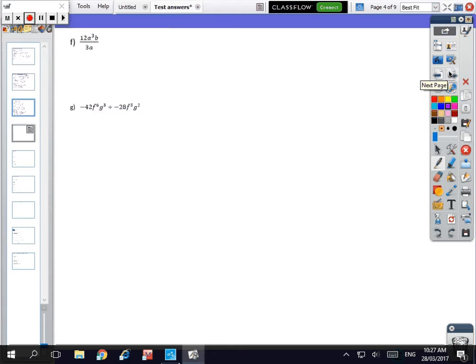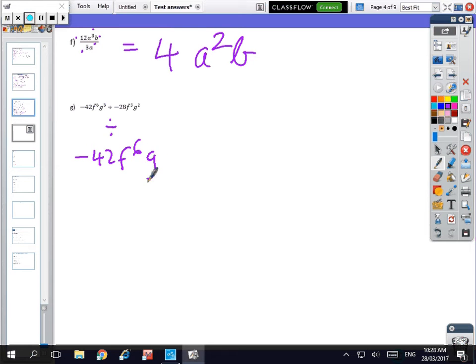Now I've just done this on a separate page. So we've got 12 divided by 3 is 4. We've got a's and b's in the question. So we've got 3 minus 1 is 2, and then b by itself doesn't change. Now that next one is actually a division sign, not a plus sign. So if you wanted to, you could set it up like this in case you were worried what was happening.